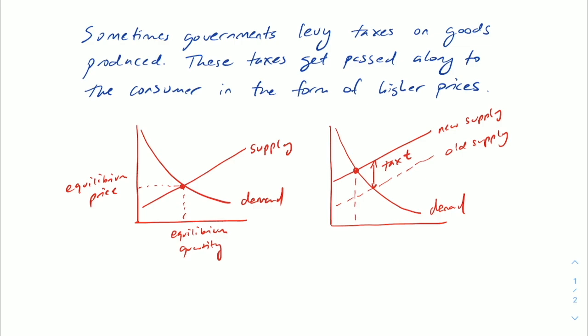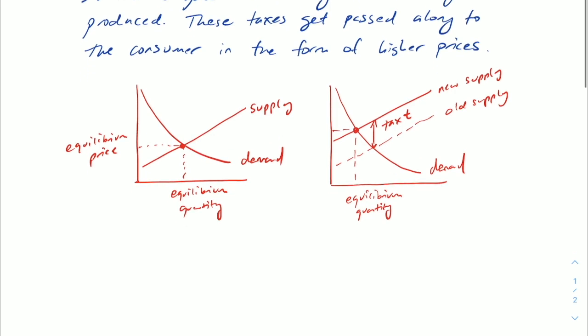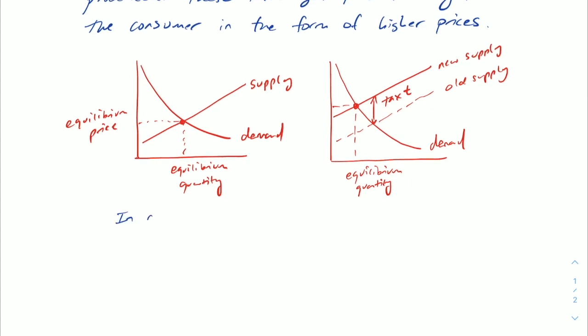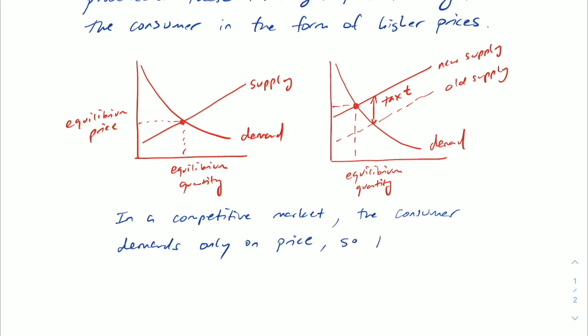So this new supply curve is going to shift the equilibrium quantity lower. Because the price is higher, the consumers are going to buy less. Okay, let's write this down. So in a competitive market, the consumer demand depends only on the price. So they're going to buy less of the product as a result of this tax.